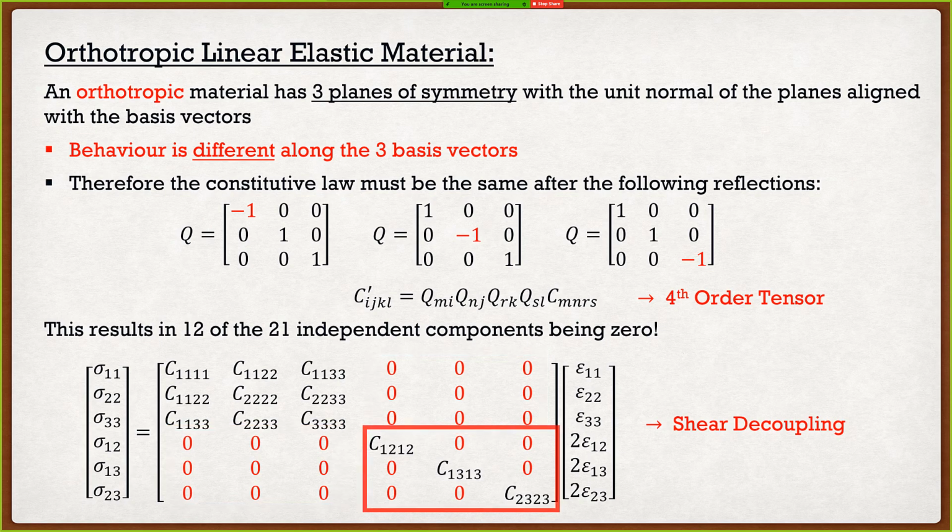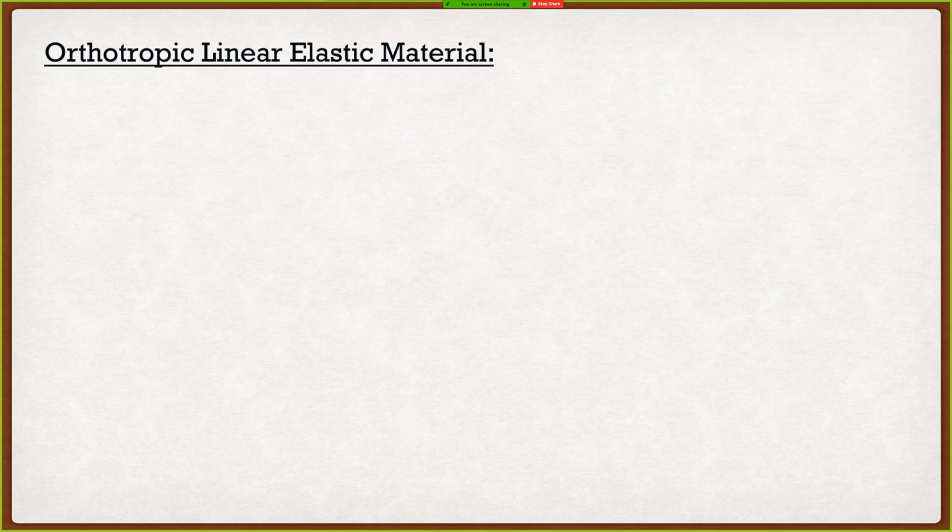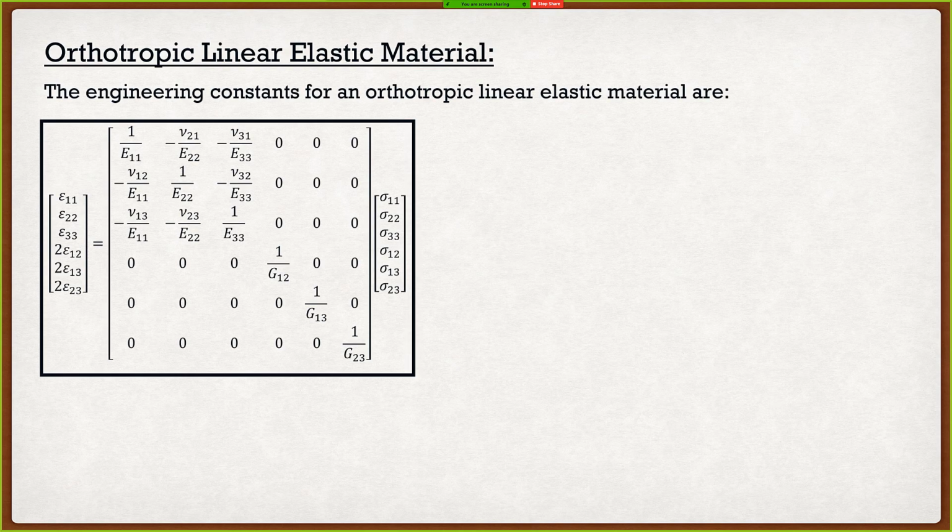The second one, which we can see down here, is that each shear stress is only related to the shear strain in the exact plane. For instance, my sigma 1,2 is only related to epsilon 1,2. My sigma 1,3 is only related to my epsilon 1,3. So this is what I mean by shear decoupling. All right, so it's great. A lot of zeros for us. More zeros, the better. Now, for an orthotropic linear elastic material, we can actually fill in all of those coefficients with engineering coefficients. So therefore, I can express this matrix C as follows.